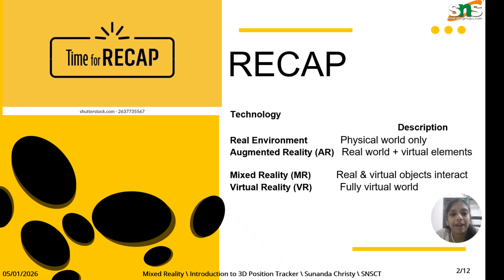Before that we'll have a recap. So we'll have the technology and the description. When we have the technology, the real environment has the physical world only. Whereas augmented reality is the real world plus the virtual elements. And mixed reality is where real objects have interaction with the other objects. And virtual reality is fully a virtual world.